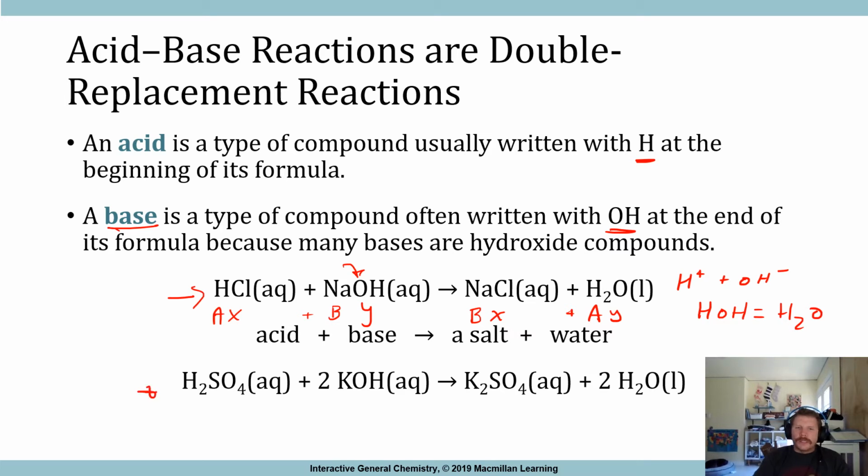Here's another example like that. Sulfuric acid, H2SO4, reacts with 2 moles of KOH to produce K2SO4 and 2H2O.